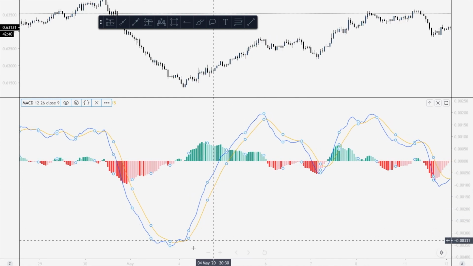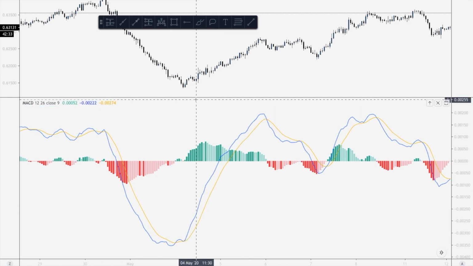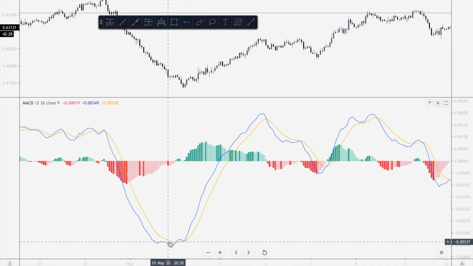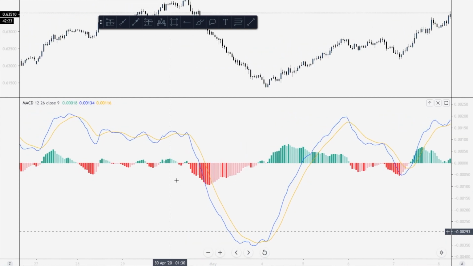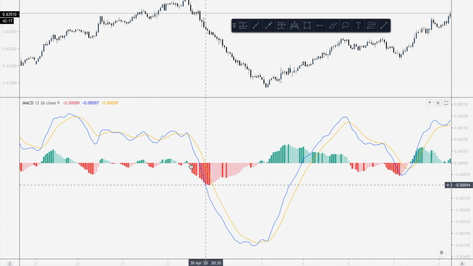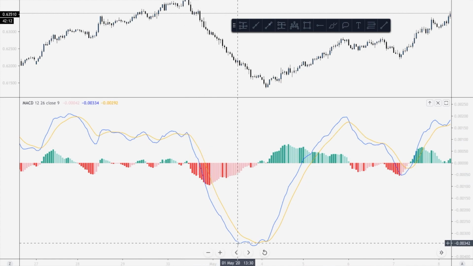Now when the MACD line crosses the signal line from below to above, the indicator is considered bullish. But remember, the lines should be below the 0 lines for a stronger signal. Now, in the same way, when the MACD line crosses from above to below the signal line, the indicator is considered bearish. This time, both the lines should be further above 0 lines for a stronger signal.